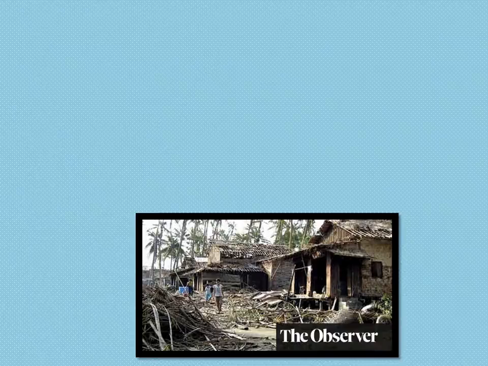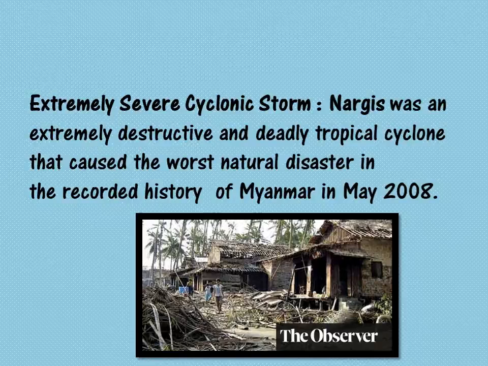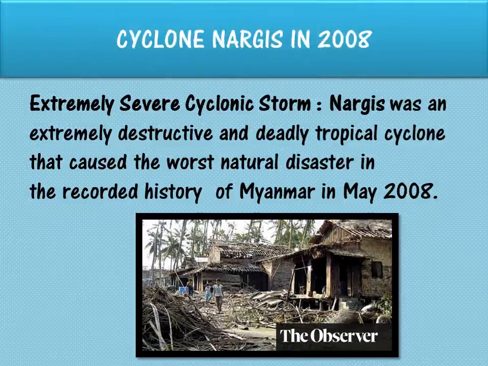So one more example of a cyclone which caused severe damage in the world, children: the extremely severe cyclonic storm Nargis, which caused a lot of damage and destruction in Myanmar in May 2008.